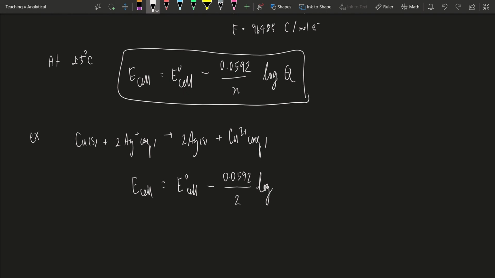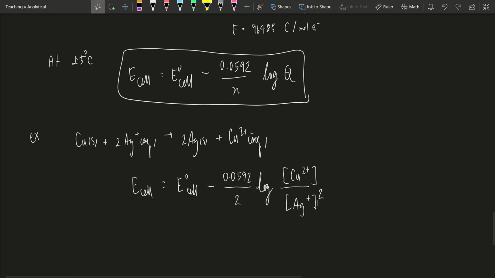Now Q is basically the same form as the chemical equilibrium constant. So this is going to be silver metal, which we won't include here. So this is going to be only copper 2 over silver. But since silver has 2, we have to put 2 in the exponent. So this is the Nernst equation of this reaction.